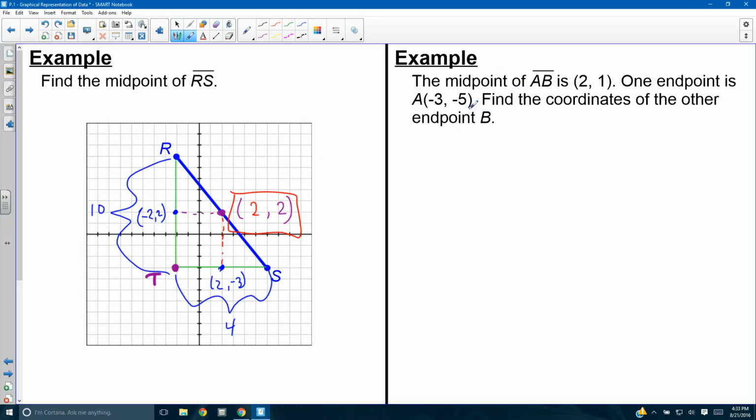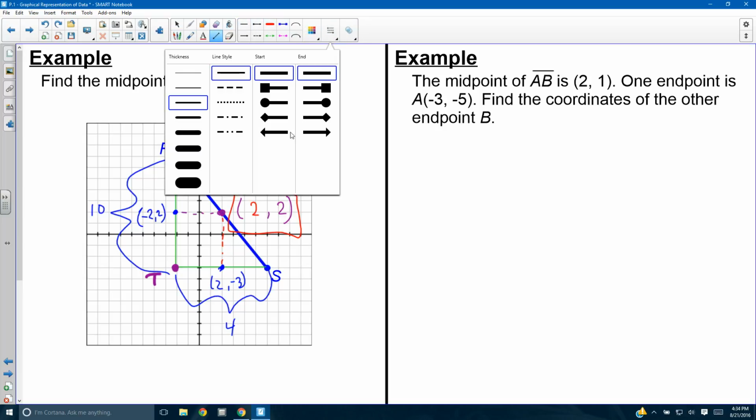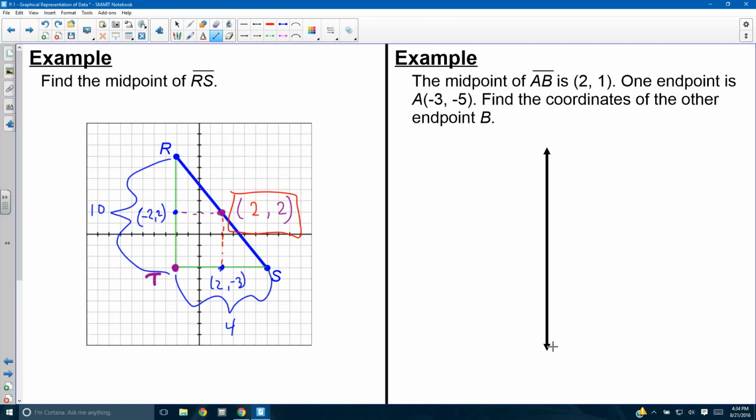Okay, this is a different kind of problem. The midpoint of AB is 2, 1. One endpoint at A is negative 3, negative 5. We're going to find the coordinates of the other endpoint B. This time, you are not finding the midpoint. You have the midpoint. Okay, now I'm going to use it in an equation form, but let me show you a visual of what this looks like, of what you're doing here.